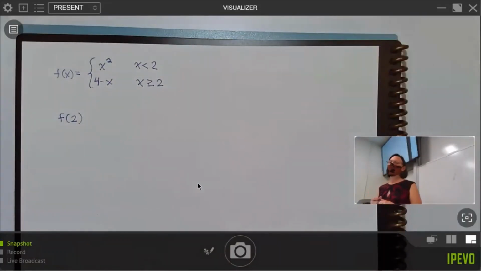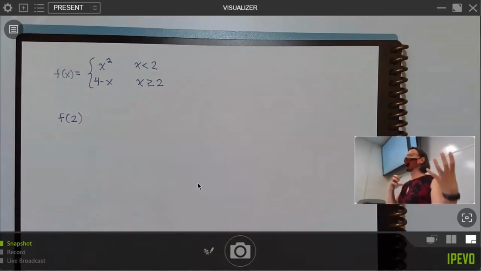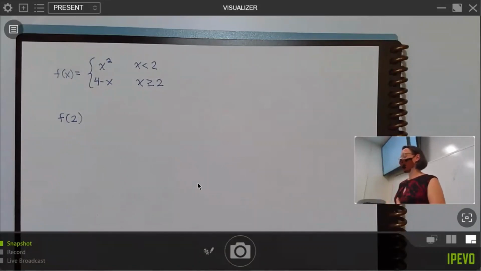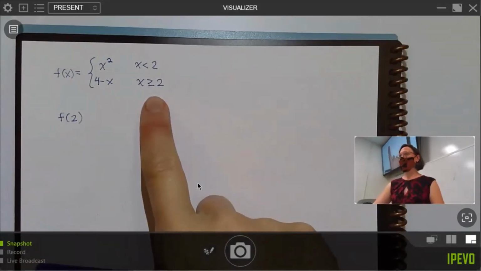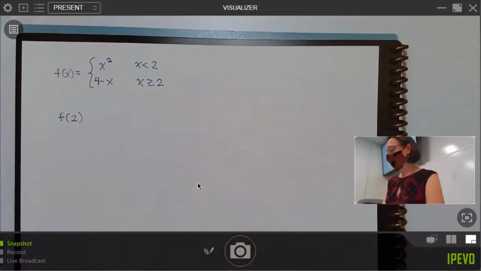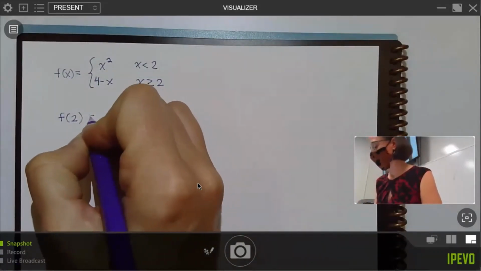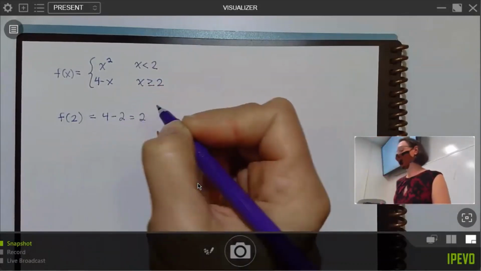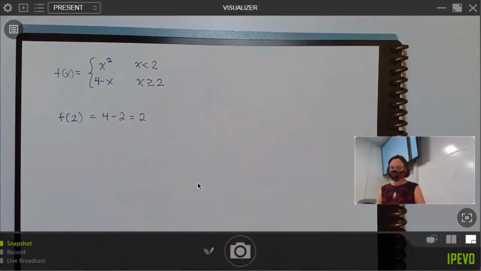Since x equals 2 is the value where our two parts of this would be matching up, to determine which one to use at f of 2, I'm looking for the one that has the or equal. So that second part of the function has the or equal to, which means that's where I would plug in 2 to get the value. So I'd have 4 minus 2 and I'd get 2. That is the value for f of 2.